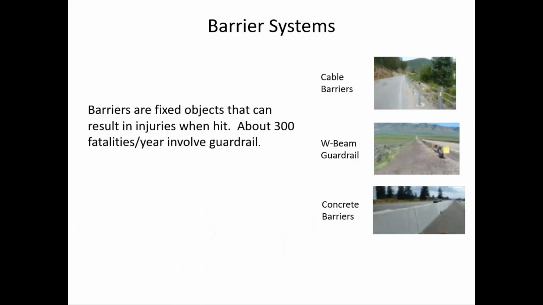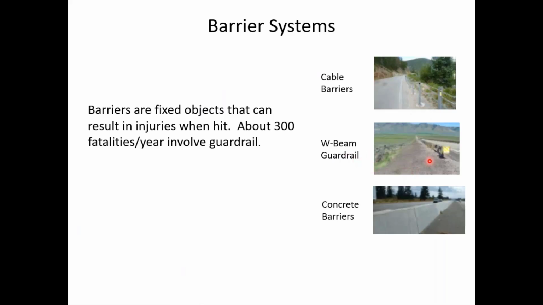Barrier systems. There are 3 basic categories of barrier systems: the flexible, the semi-flexible, and then the rigid barriers. And you can see the types here. A cable barrier is considered a flexible barrier, and they will deflect on the order of 5 to 12 or even up to 20 feet when struck.